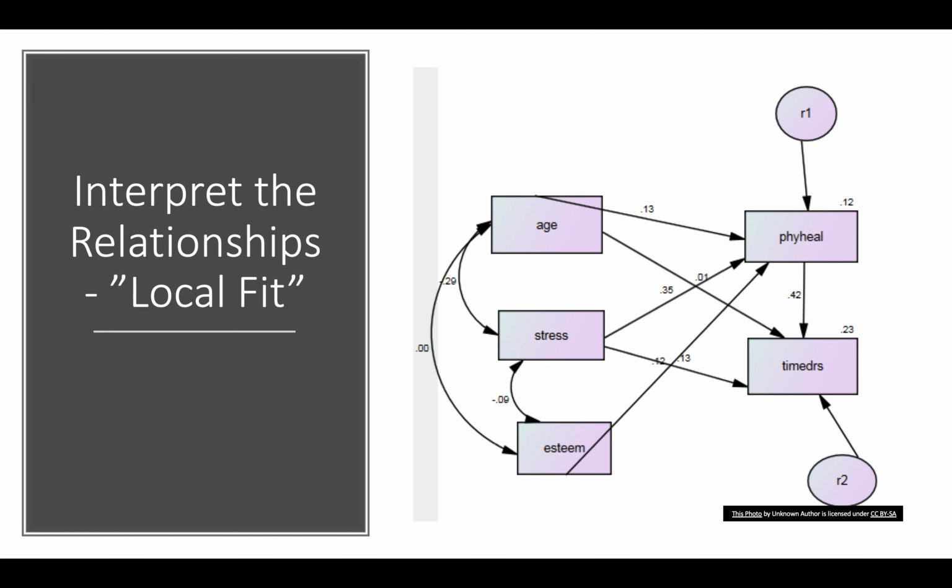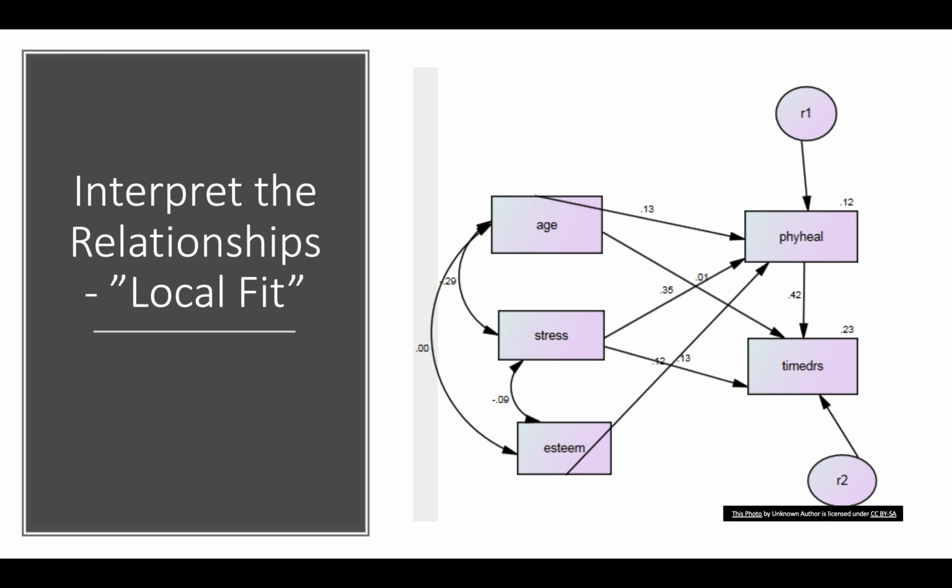Once our global fit is okay, then we interpret the particular fit, the local fit, all the relationships. Now we can look at how particular variables within our model are related to each other. Now these are estimates, they're not necessarily exact, there are going to be confidence intervals around them. But these estimates are the ones that we use to actually make our inferences about our hypotheses.